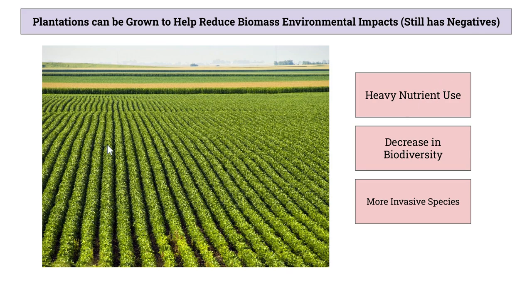We talked about that in the agriculture unit in terms of using fertilizers in order to make these plants have higher crop yields. Also, you're decreasing biodiversity due to monoculture. And if you're planting any type of plant that is not native to your area in order to get a more efficient biomass, this could lead to more invasive species over time.